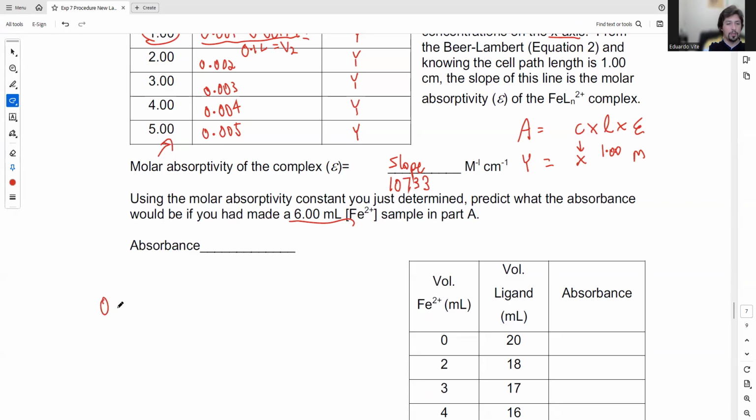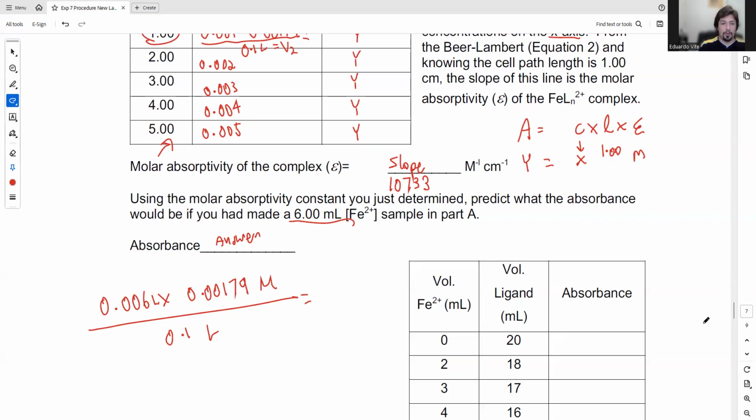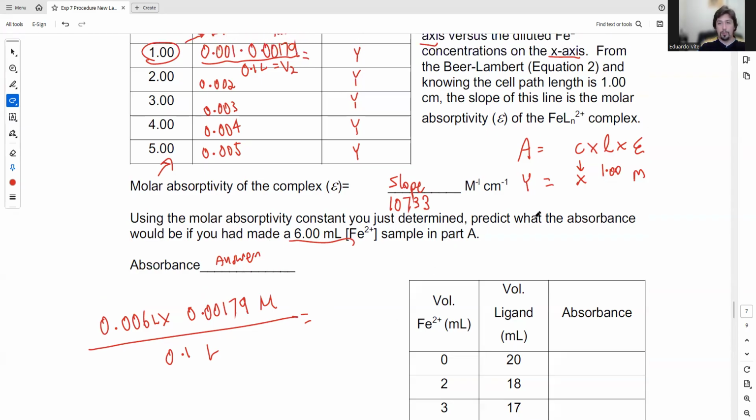So it just becomes 0.006 times the concentration, which was 0.00179. And this is in molar. This is in liters. And again, 0.1 liters. And that is going to give me that answer, whatever that number is, that is going to be my absorbance right here. I don't know what that is. You guys can figure that out. But you see what it is. We're finding out what the equation is, and then we're doing that.